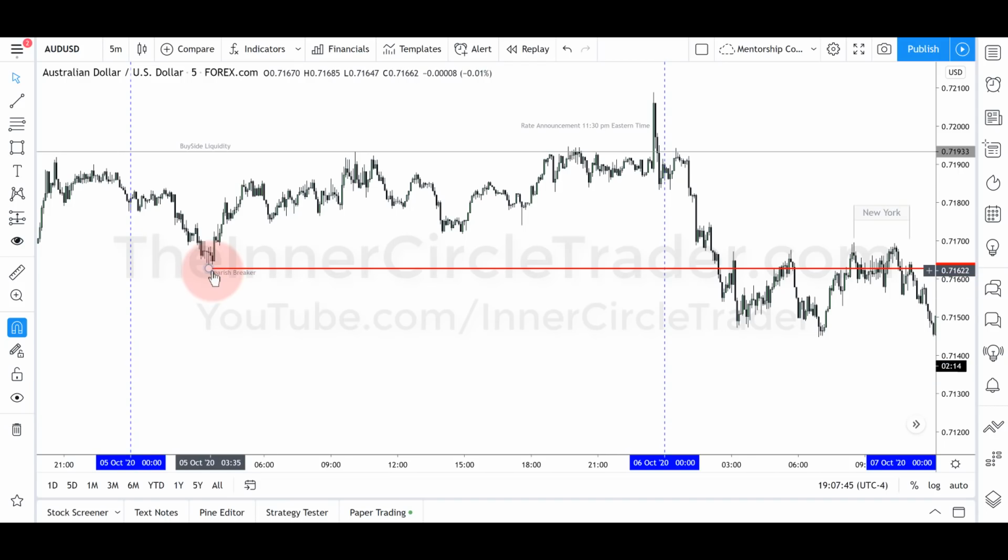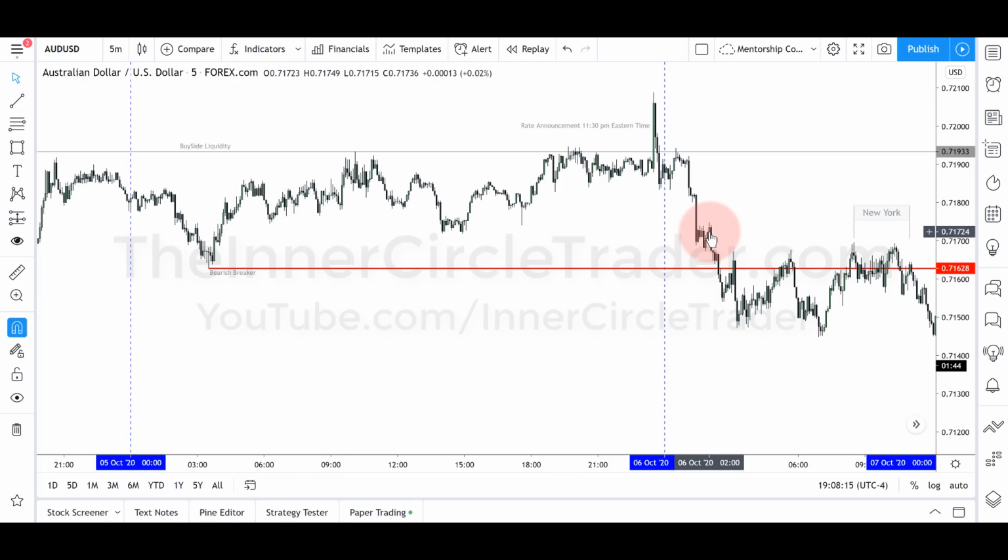So here's the breaker, the buy side liquidity that gets purged at the rate announcement at 11:30 p.m. Eastern time. It runs this, and then we wait. What are we waiting for? New York session. New York session trades back up into the breaker, and we can have a short on two things. The fact that we traded back up to the breaker, which is this low, and an optimal trade entry, using this high here.